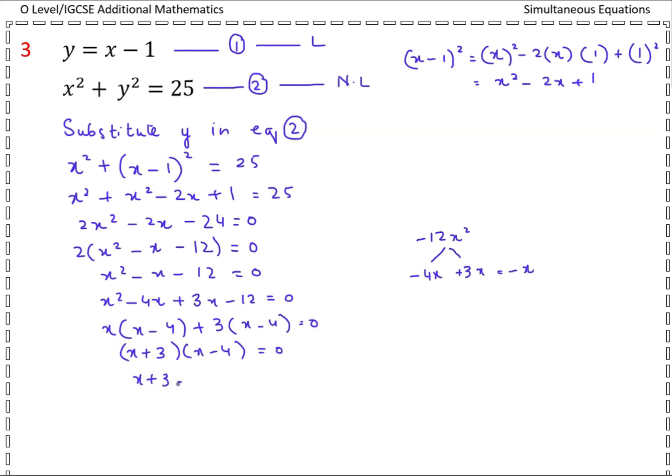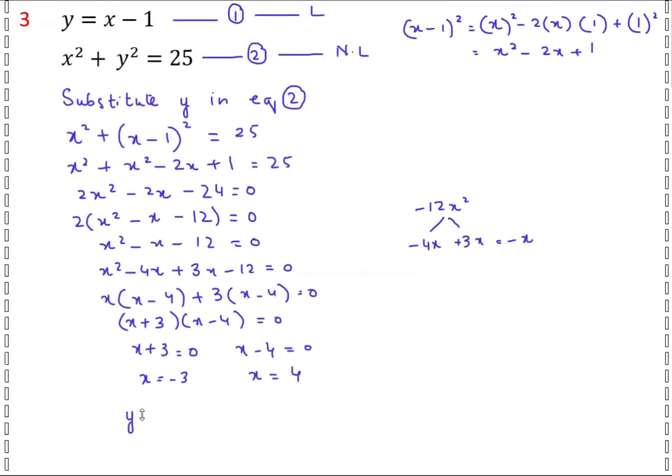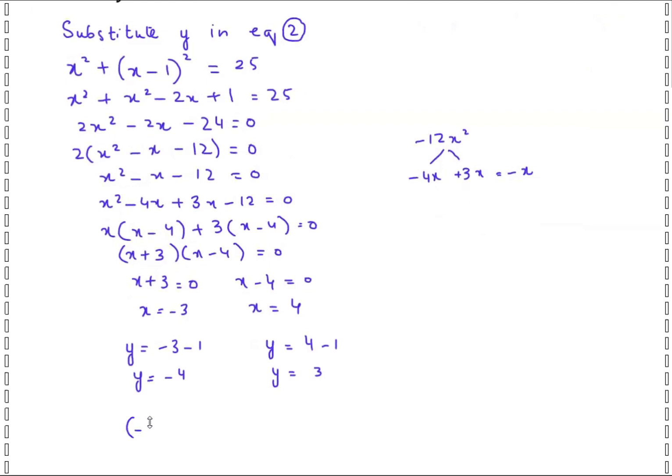X plus 3 is equal to 0, and x minus 4 is equal to 0. So x is equal to minus 3 and x is equal to 4. Now we'll take out the values of y, for which we will substitute the values of x in equation 1. Y is equal to minus 3 minus 1, so we have y is equal to negative 4. Y is equal to 4 minus 1, so we have y is equal to 3. So the coordinates are (minus 3, minus 4) and (4, 3).